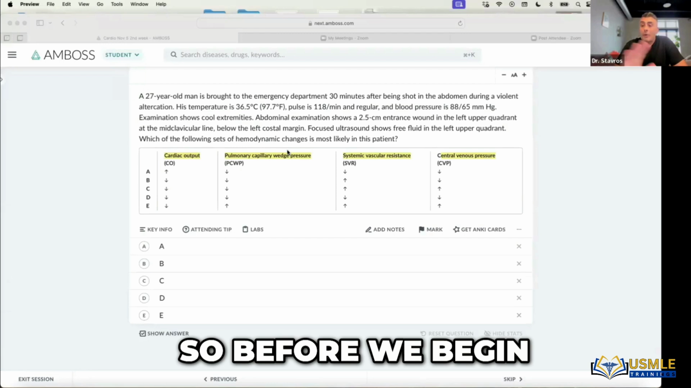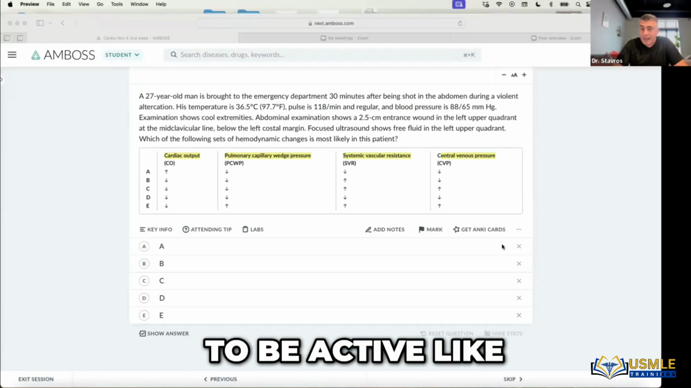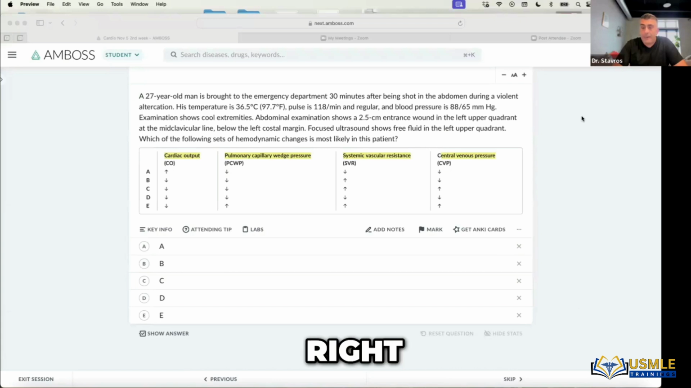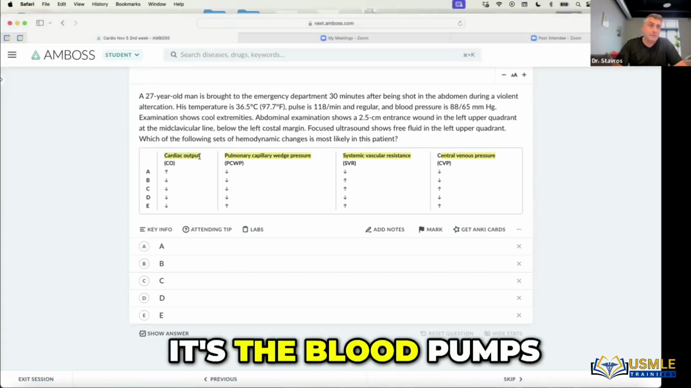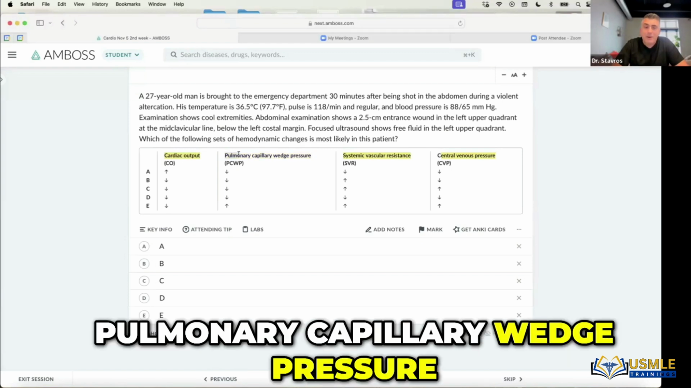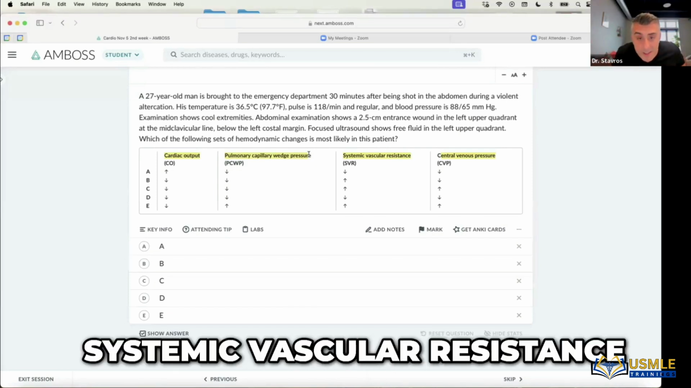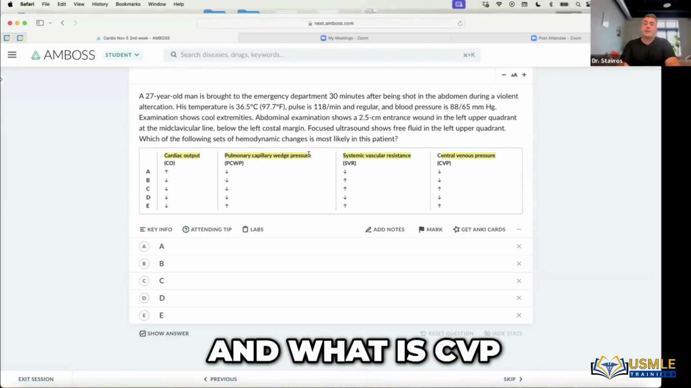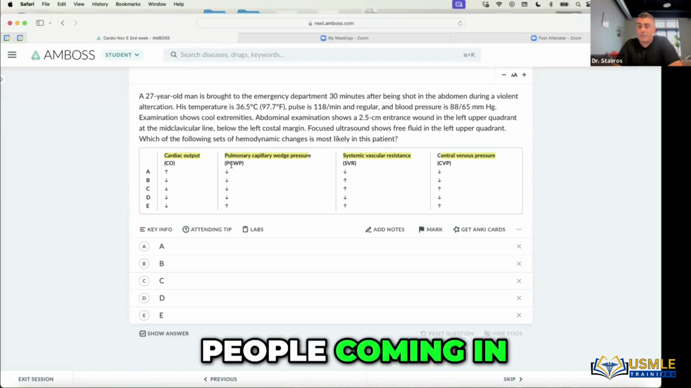All right, so before we begin this question, I need you guys to help me out. I need you guys to be active like you are, and I appreciate it, right? Do we know what these are? Cardiac output? Well, that's easy. It's the blood pumped out of the heart. Pulmonary capillary wedge pressure, PCWP. What does this indicate? What is this indicative of? Right? Systemic vascular resistance, what is that? And what is CVP?